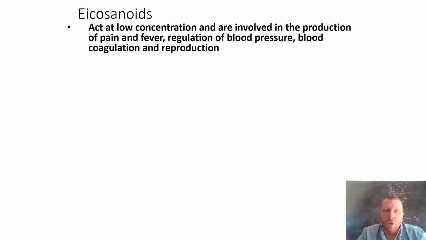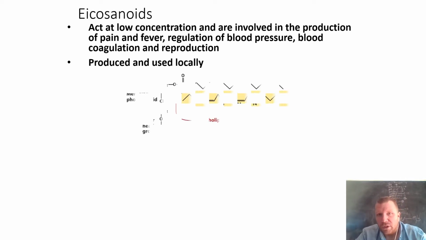Eicosanoids are 20 carbon long fatty acids. They act at low concentration, so they're very, very powerful, and they're involved in the production of pain and fever, as well as regulation of blood pressure and blood coagulation and reproduction. They're produced and used locally.